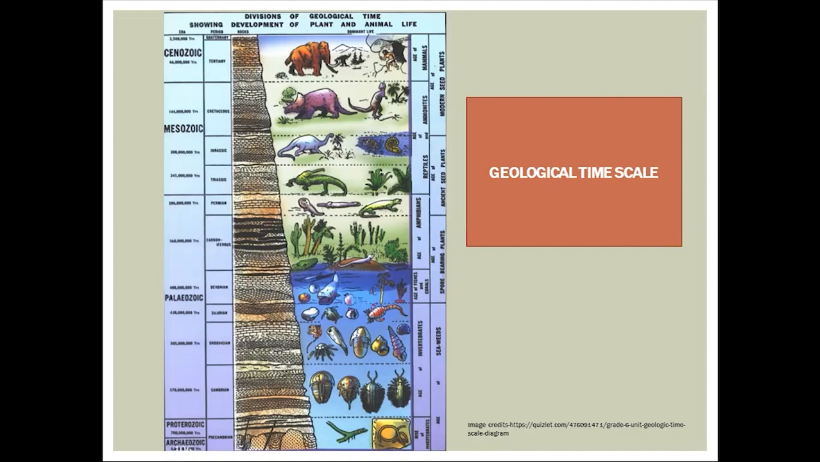The Phanerozoic eon is known as the eon of visible life. When living organisms were observed for the first time, that is known as the Phanerozoic eon. It has three eras: the Paleozoic era, which is also known as the ancient life, the Mesozoic era, which is the middle life, and the Cenozoic era, which is the recent life. So here you can see the Phanerozoic eon, which is divided into the Paleozoic era, ancient life, the Mesozoic era, middle life, and the Cenozoic era, that is the recent life.